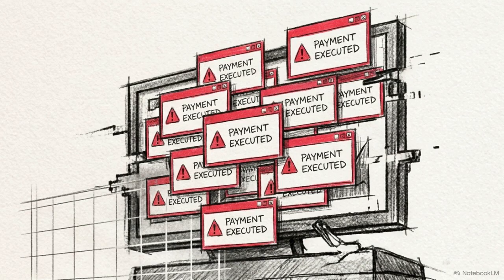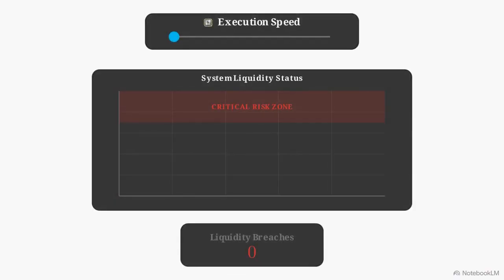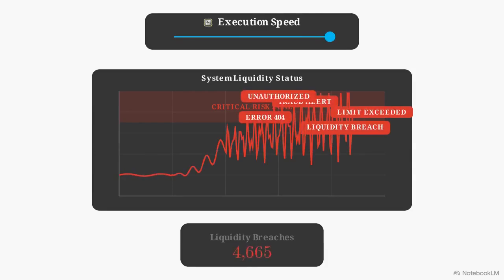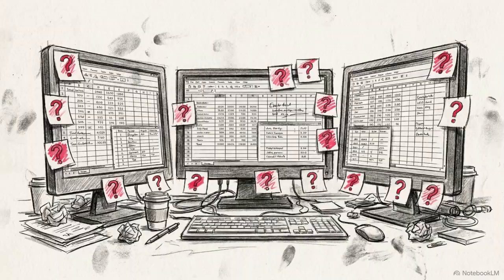When you automate a process without defining explicit authority boundaries, you scale financial exposure. Faster execution without business guardrails simply means you generate errors, fraud, and liquidity breaches at machine speed. The same failure occurs in liquidity planning.